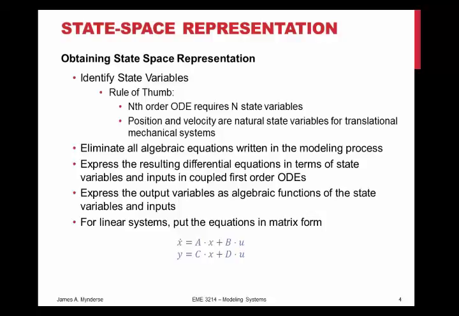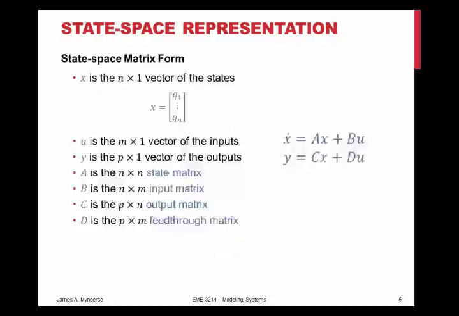And then if you've got a linear system, remember linear means it obeys linear superposition, which is most everything we're going to do in this class, then we'll put it into matrix form. The matrix form is going to look like this, where you've got an x dot, which is going to be my state vector. I'm using an x here instead of a q. People use them interchangeably. And we've got our u vector, which is all our inputs, and we've got our y vector, which is all our outputs.